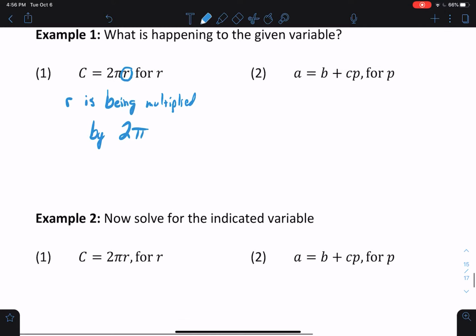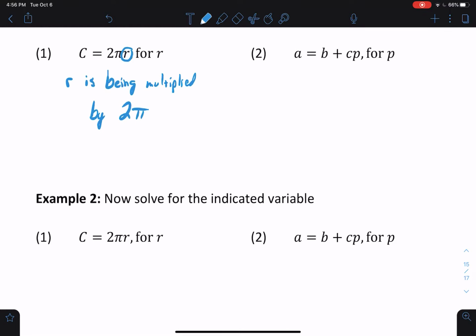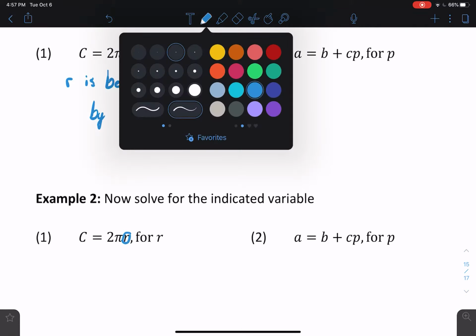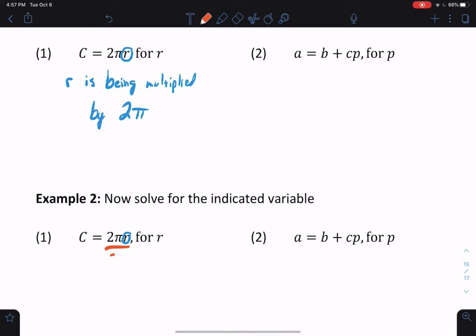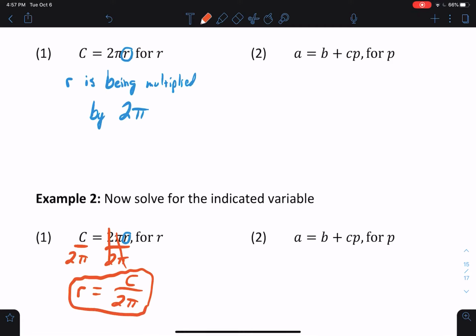So if I go down to example 2 now, and I wanted to solve for r, r is currently getting multiplied by 2 pi. So you have to ask yourself, how do I undo multiplication? Well, I divide. So how am I going to get rid of 2 pi? I'm going to divide both sides by 2 pi. The 2's will cancel out and the pi's will cancel out, leaving me just with r. And on the other side, we get c over 2 pi. I can't simplify that at all. That's my final answer. We have gotten the r by itself.